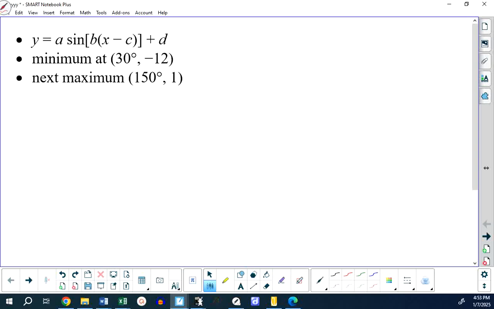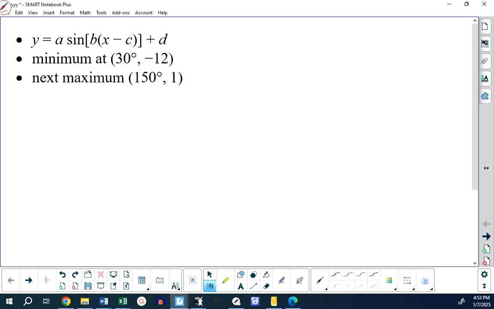Good day, everyone. Someone has asked me if I could go through an explanation of how we can determine the equation of a sine function if you know the coordinates of a minimum point on the function, and the coordinates of the maximum point that occurs immediately after that minimum point.